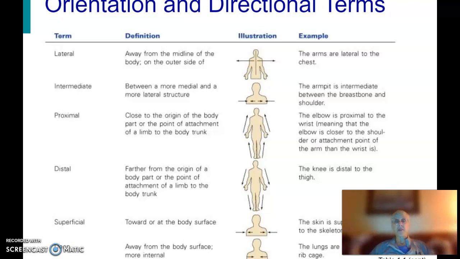We do use the term intermediate. So if you figure medial and lateral, in between would be your armpit, but I will not be using those for a quiz. Next two terms are proximal and distal.